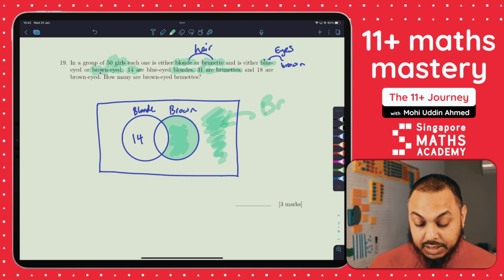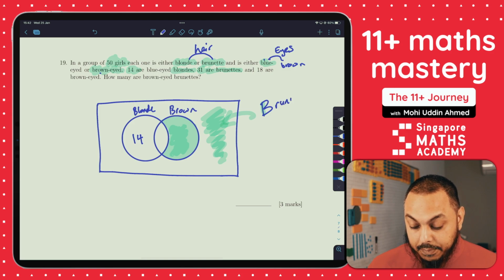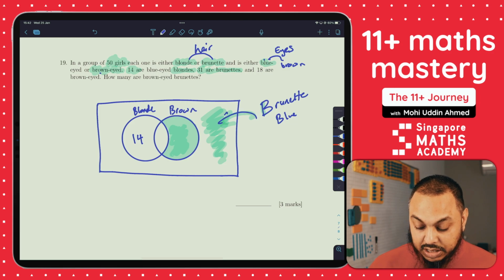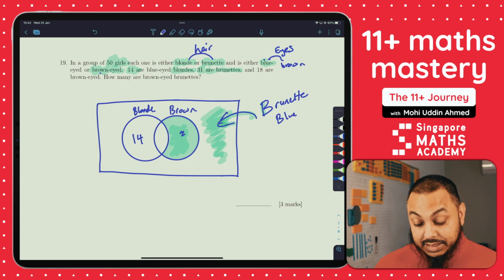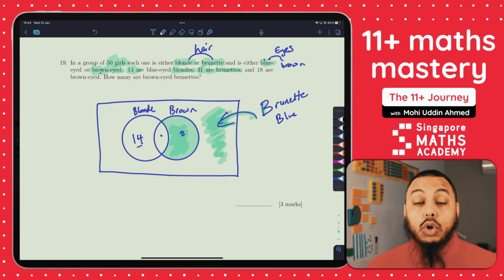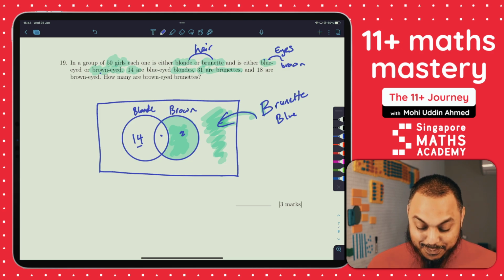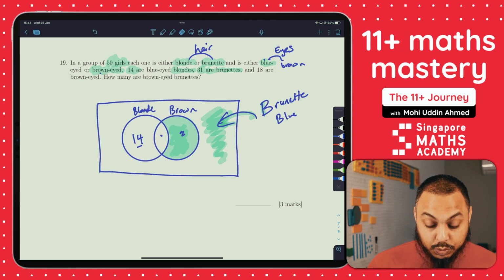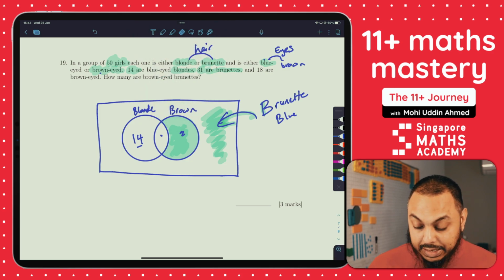Let me write that down properly. That would be brunettes with blue eyes, right? So this section here, brunettes with blue eyes. This section here, brunettes with brown eyes. This section here is blonde with brown eyes. This section here is going to be blonde with blue eyes, right? So we've got to make sure we're really clear about each section.